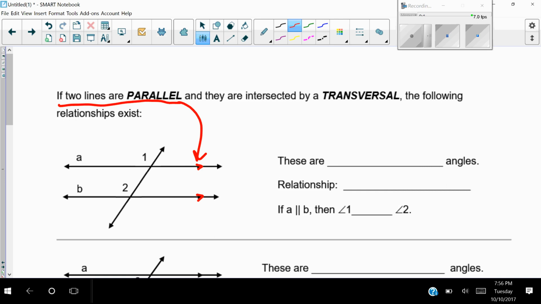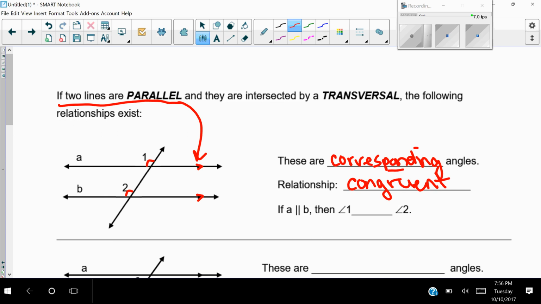So if they tell you that these are parallel, then angle 1 and angle 2, they're both in the upper left-hand corner, right? But angle 1 is an exterior angle and angle 2 is an interior angle. So these are corresponding angles. And the relationship is that they're congruent. That means that they're equal, right? That means that their measure is equal.